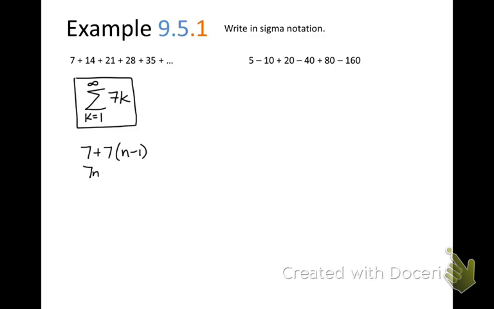Okay, for the next one, geometric or arithmetic? Geometric. What's your common ratio? -2. So let's start writing this. So again, you write your sigma notation, and then we write our explicit formula in front of it. So what is my explicit formula for this geometric series?